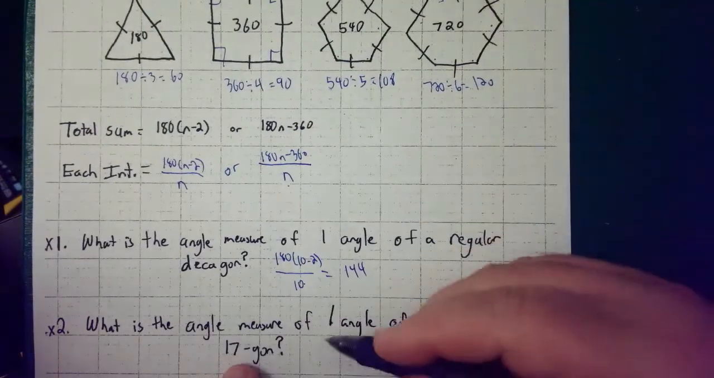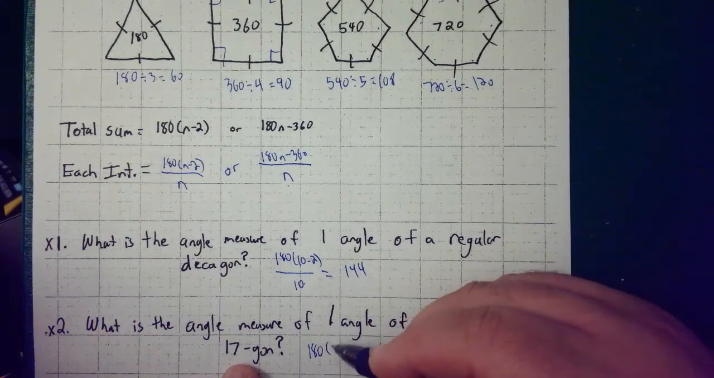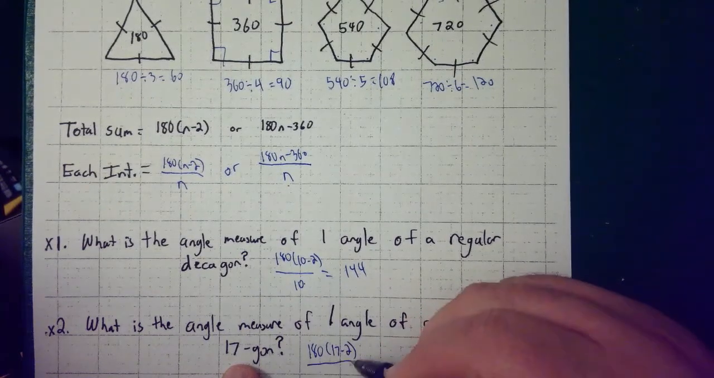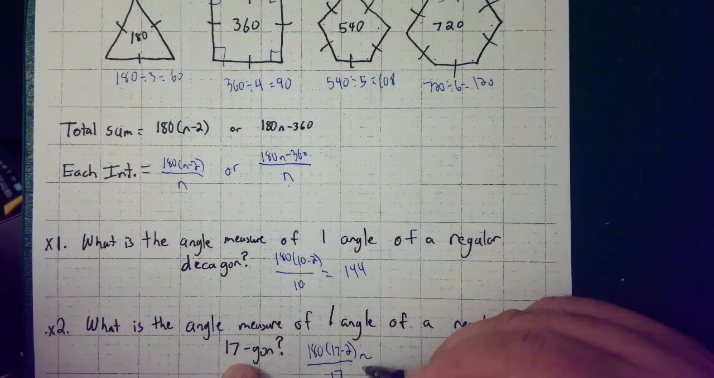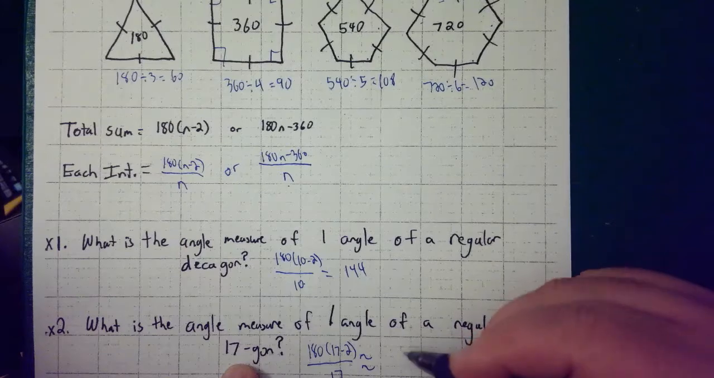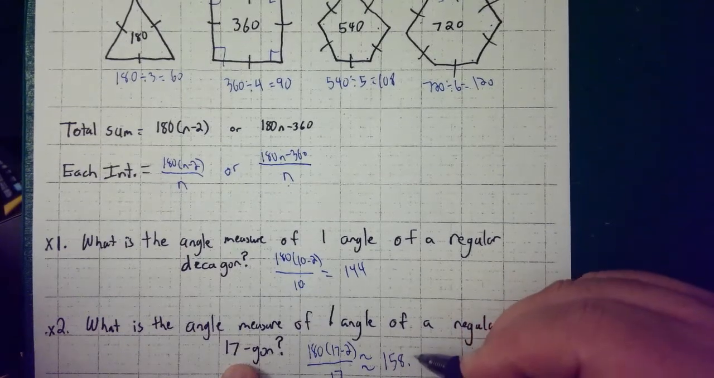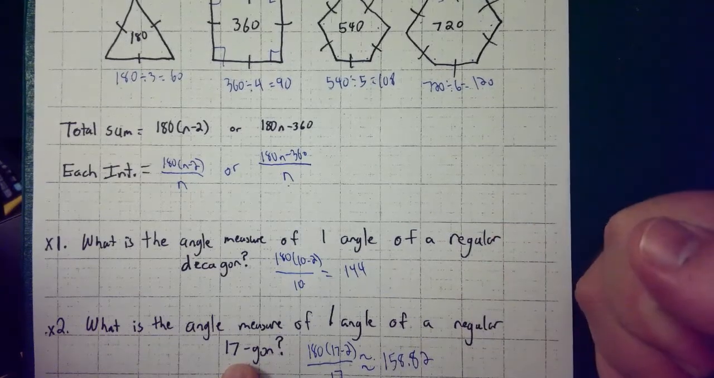On a 17-gon, you take 180 times 17 minus 2 and divide it by 17, and the answer you get is not going to be a whole number, it's going to be a decimal. You're going to round to the nearest 2 decimal places, and that would be 158.82. It is about 158.82. It is not exactly 158.82.